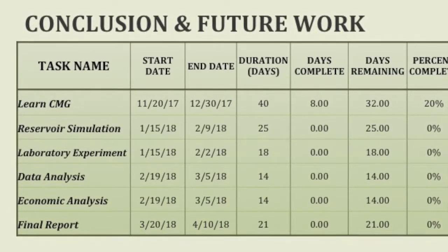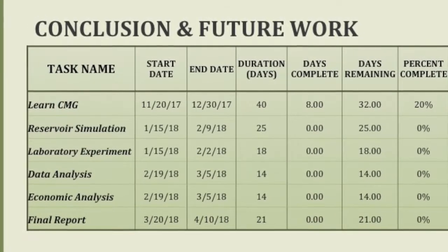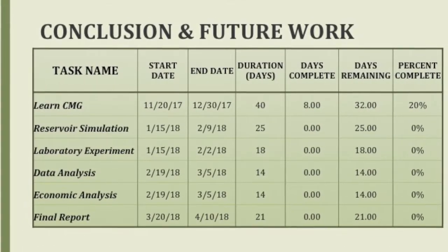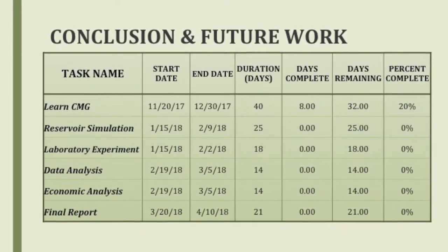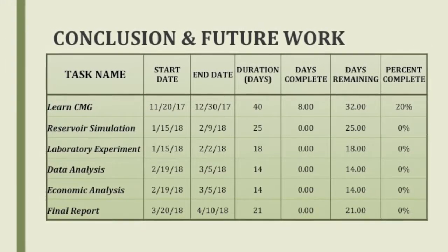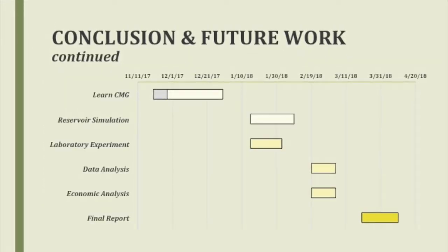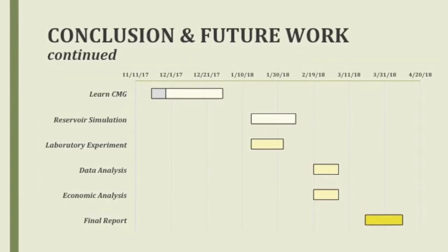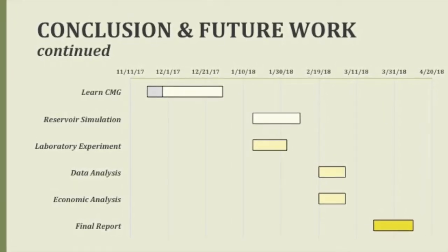Here we have a rough timeline of goals and checkpoints to accomplish in the spring. You can see the individual tasks as well as start dates and end dates and the number of days we believe it will take to complete. It is important that we follow this because if we get behind in a single step, we will not be able to move on. For example, we cannot start our reservoir simulation unless we've learned CMG, and we cannot inform data or an economic analysis without data obtained from the laboratory and simulations.